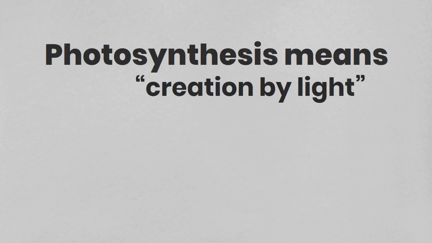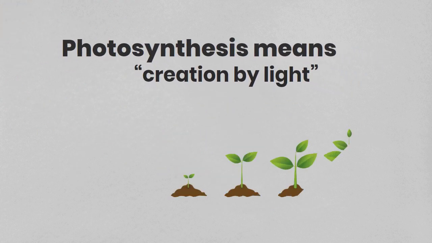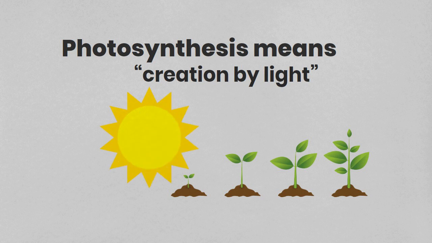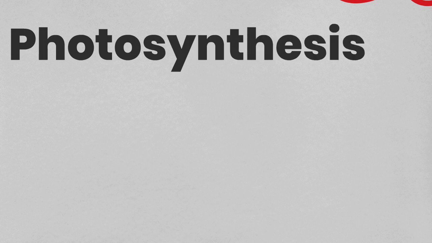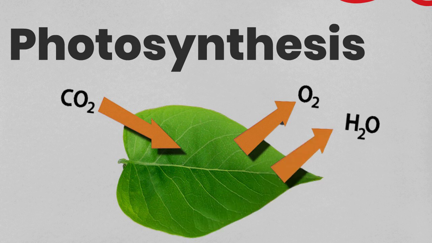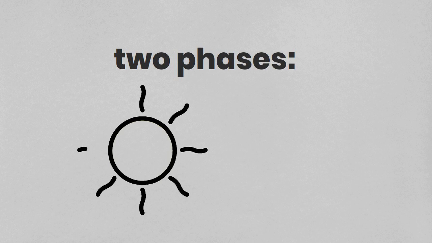Photosynthesis means creation by light, and it is the process by which plants use light energy to create the compounds they need to grow. Photosynthesis is the main means of energy production for plants and is composed of a series of chemical reactions. These reactions are divided into 2 phases: the light or photochemical phase, and the dark or purely chemical phase.